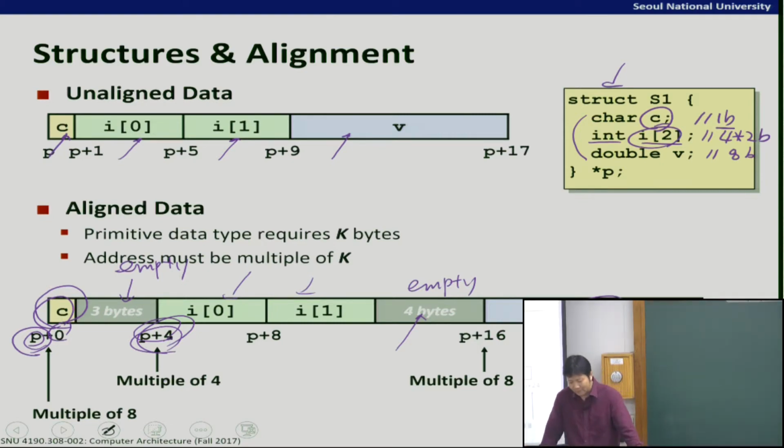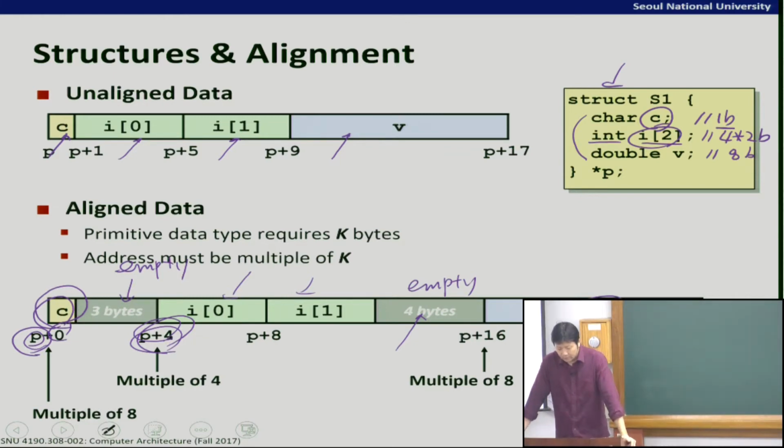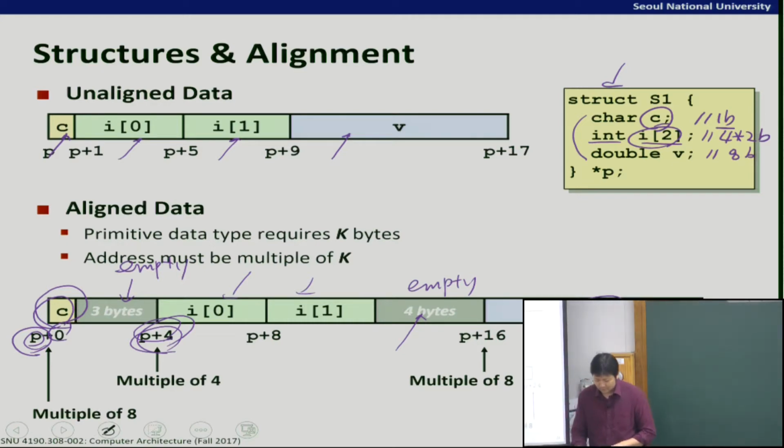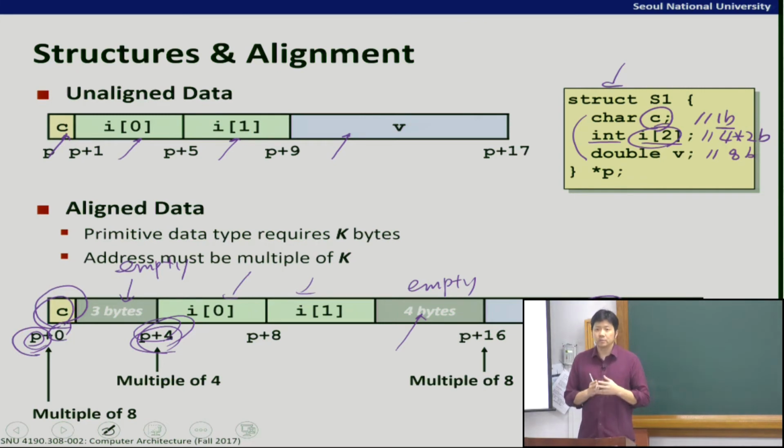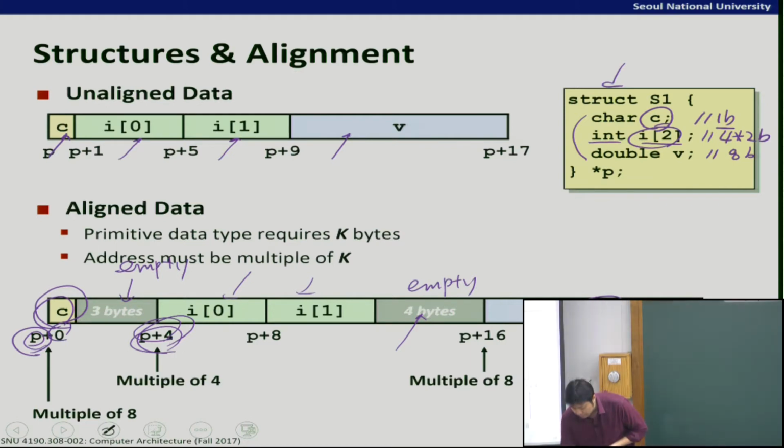Okay, I'm going to get to that again in a few slides. So in the integer case, the starting address must be a multiple of 4, right? That's the alignment requirement. The last one, the primitive type requires 8 bytes in this case, because double takes 8 bytes, right? k is 8. Then this field must start at an address which is a multiple of 8, because k is 8. That's the alignment requirement.